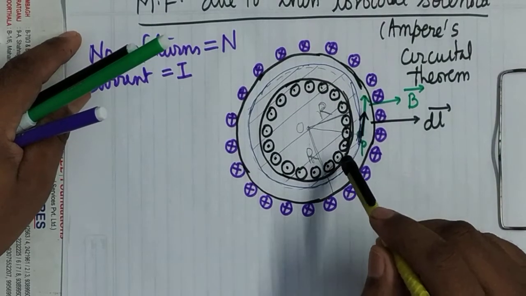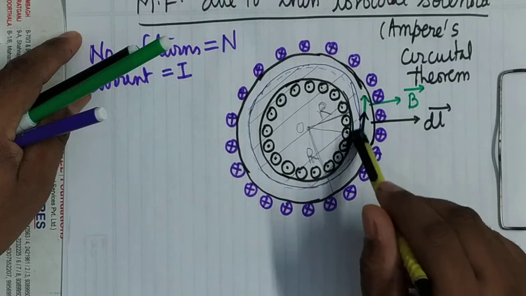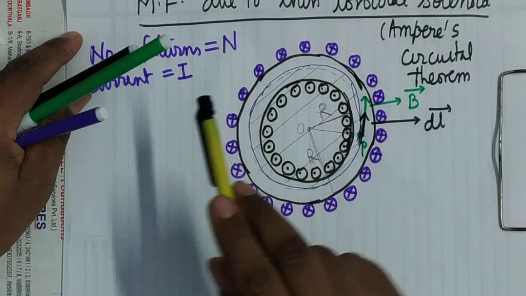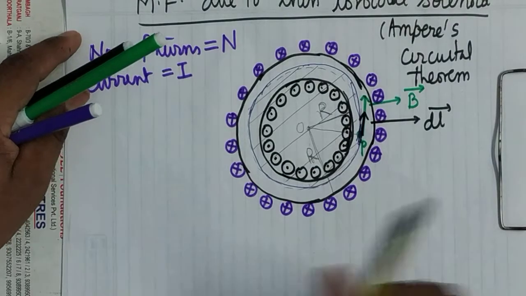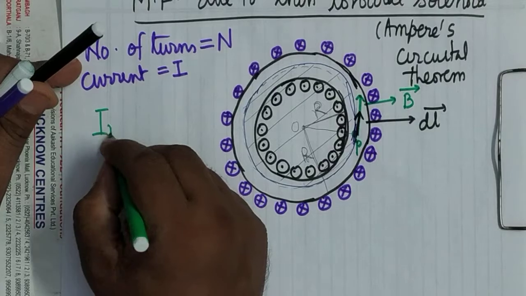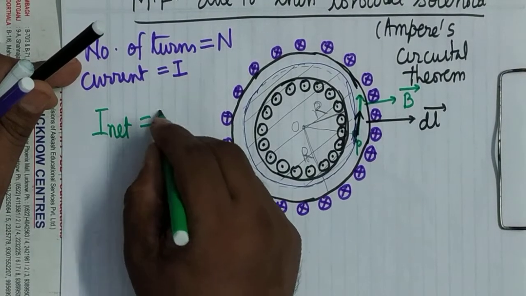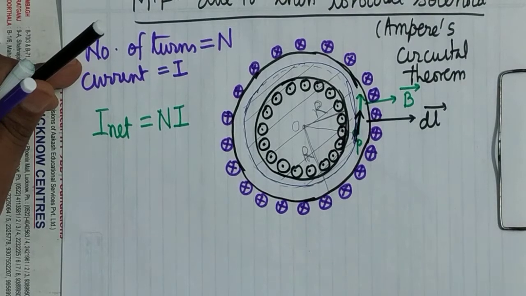So what will be the net current penetrating the area enclosed by the Amperian loop? There are N turns, each turn carrying current I. So what will be I net? I net will be equal to N into I.